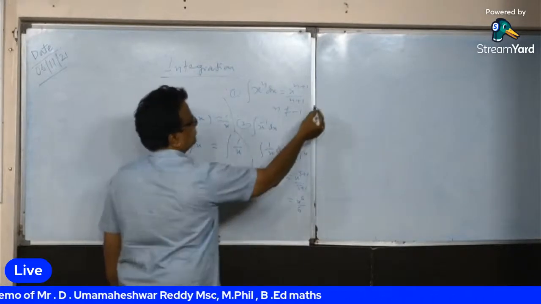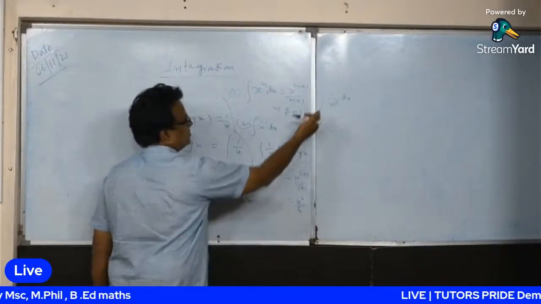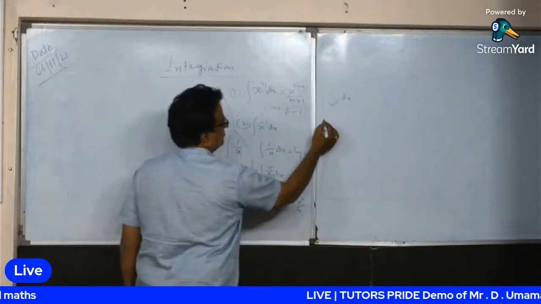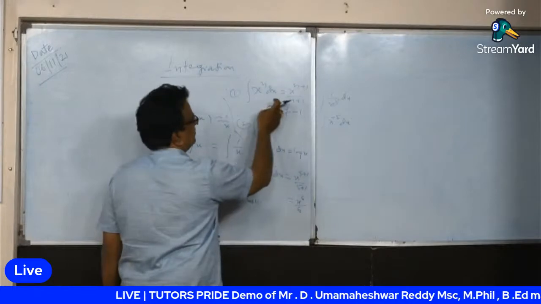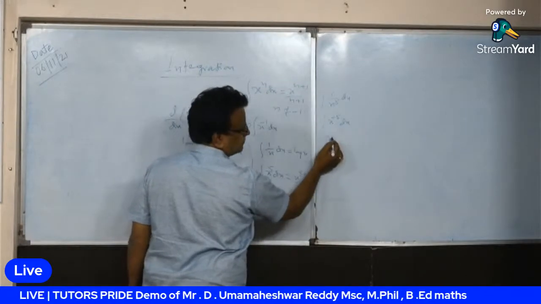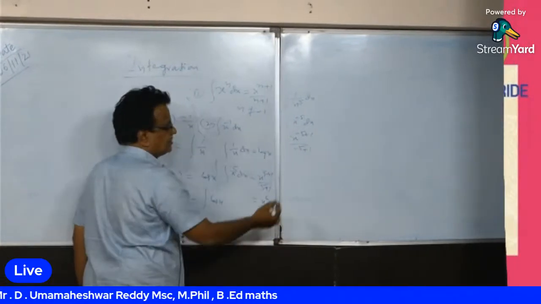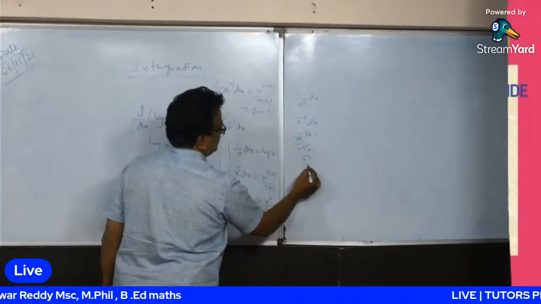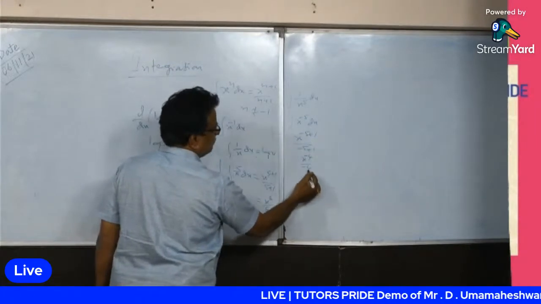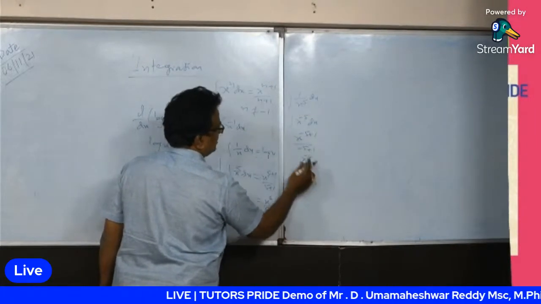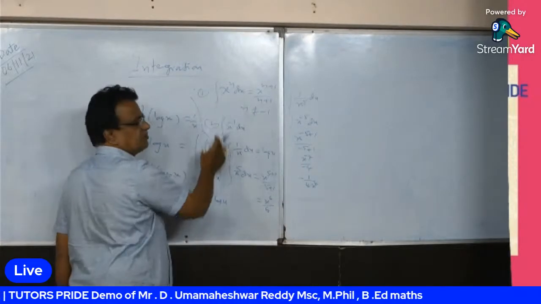If it is 1 by x power 5, integration of 1 by x power 5 dx, write this in the form x to the power of minus 5 dx. Use this formula: x power minus 5 plus 1 by minus 5 plus 1. So, it is x power minus 4 by minus 4, right. This minus sign you can write in the numerator as 1 by 4 x to the power of 4, because x power minus 4 becomes x power 4 in the denominator. Like that you can use this formula.